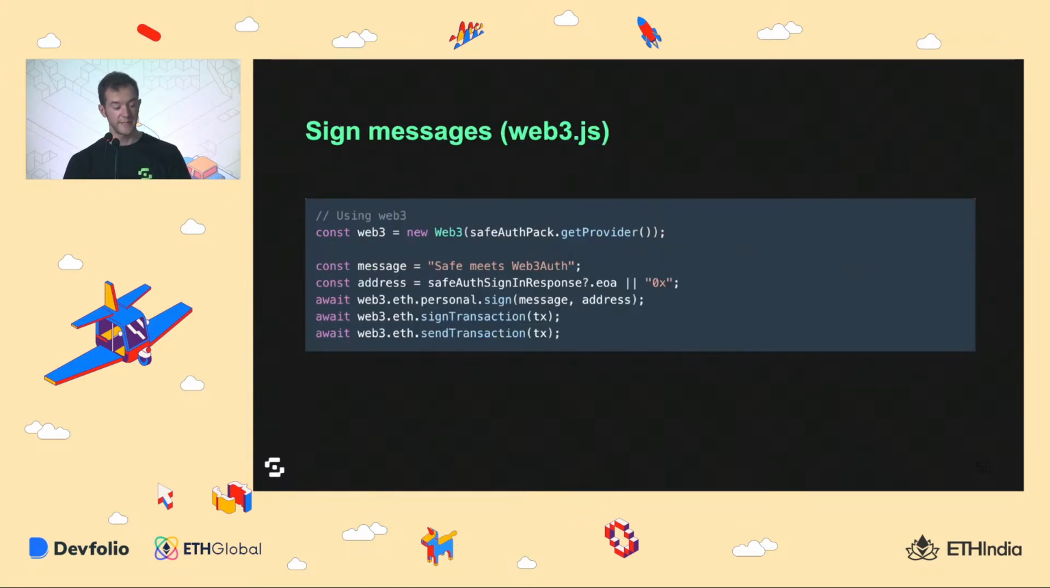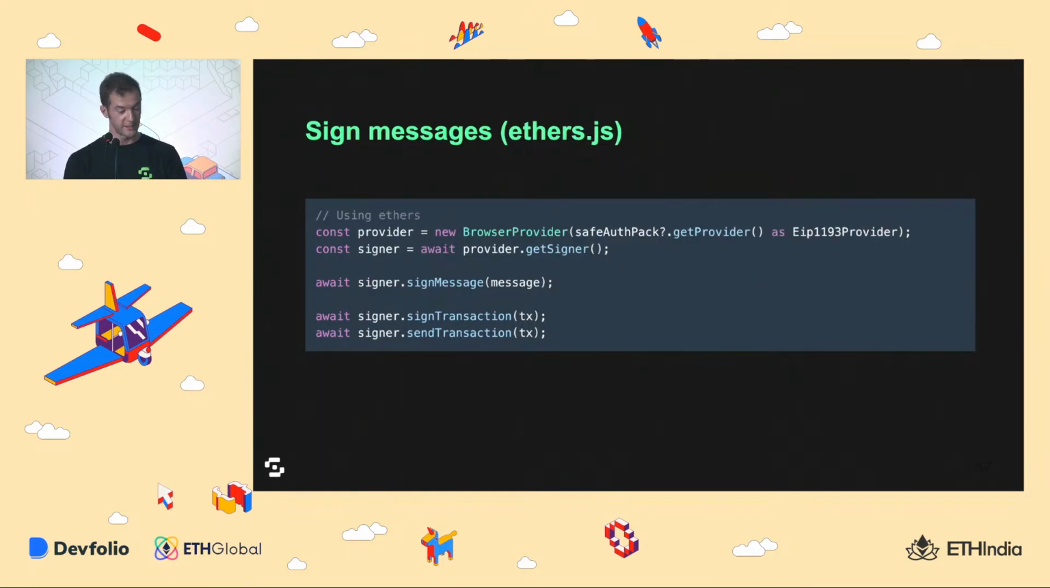If you want to sign messages with Web3 or Ethers, not from the safe, but from the signer you got from the MPC, you can initialize your Web3 instance or Ethers, we will see later, with the provider from the MPC, and then call the methods to sign a message or sign a transaction or send a transaction. So very similar with Ethers.